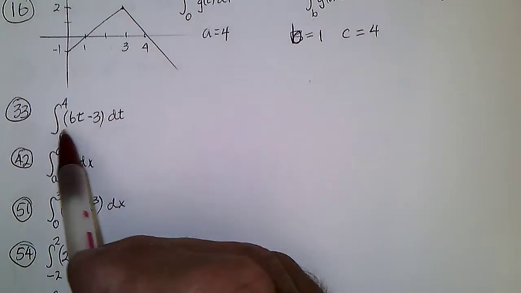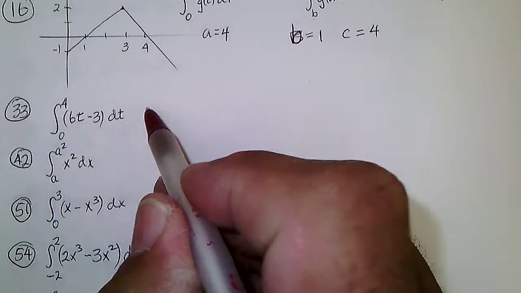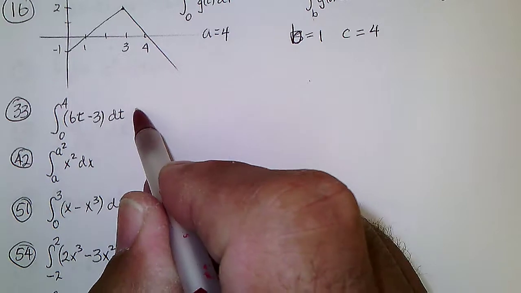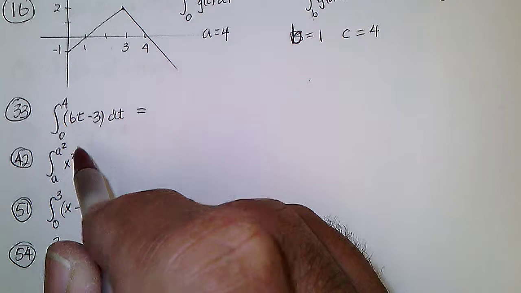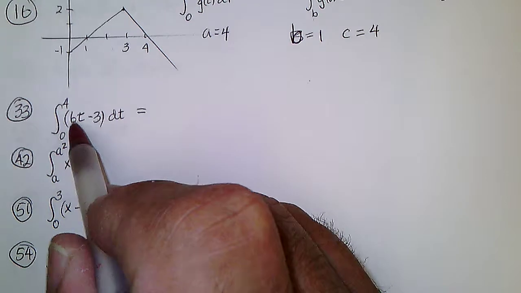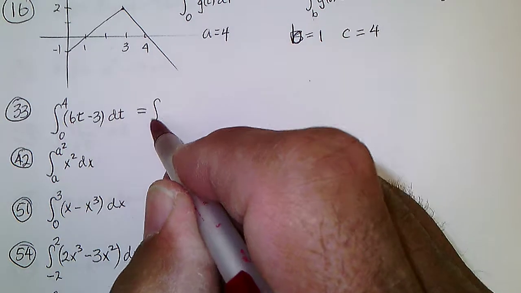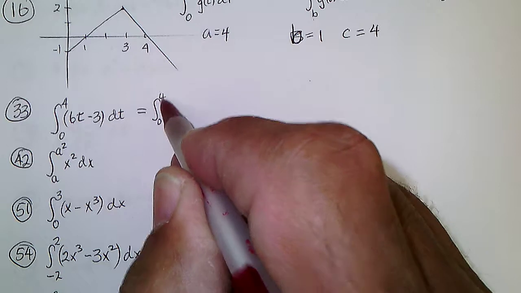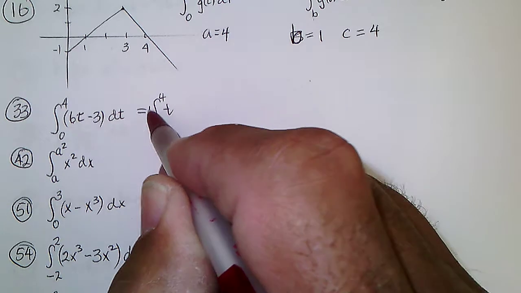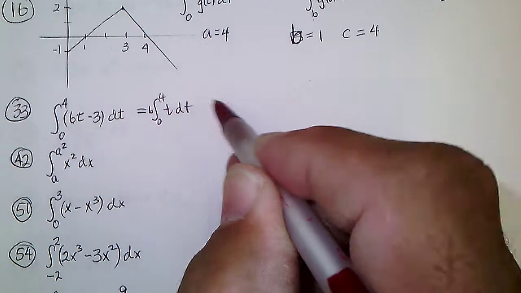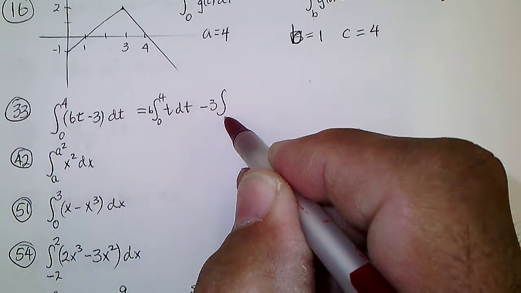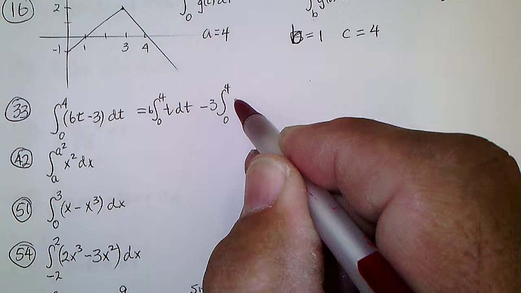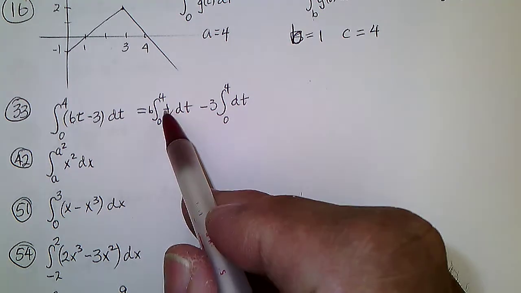33. We're supposed to evaluate this, and we have some rules, and one of the rules is that we can split this difference up into two separate integrals. Second rule is we can take a constant out, so this could be the integral from 0 to 4 of t with a 6 in front, minus the integral with 3 out of 0 to 4 of dt.